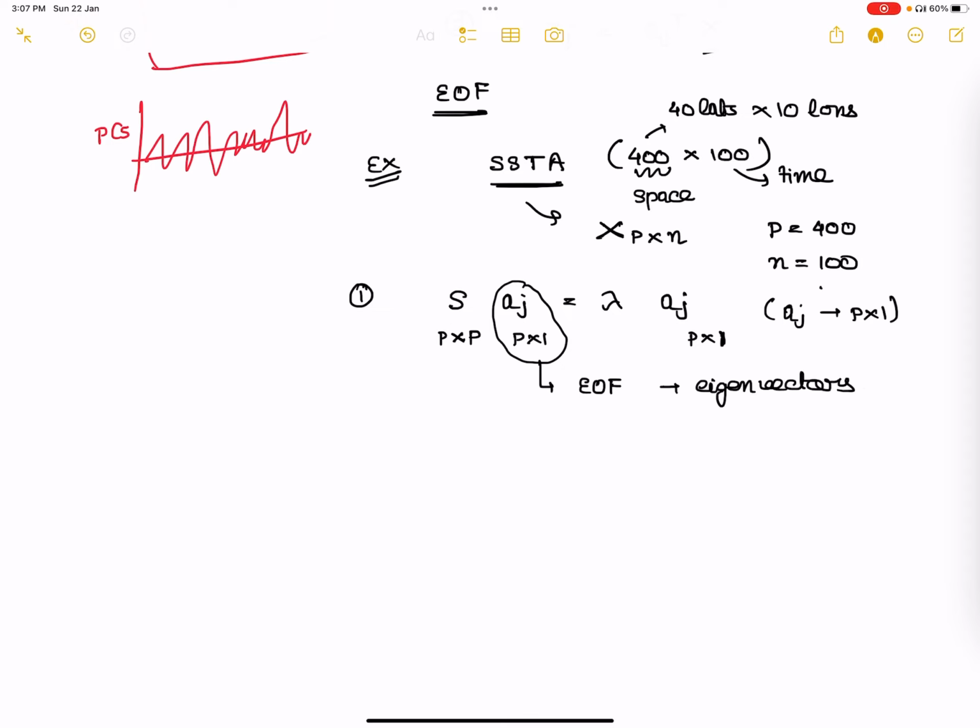Eigenvectors of this particular expression are nothing but the EOFs. This is for the jth EOF. So this is the jth EOF mode.